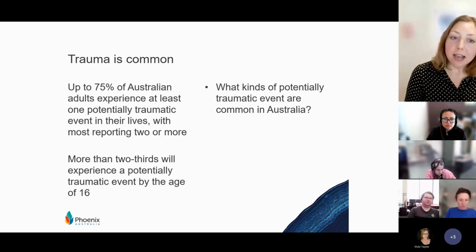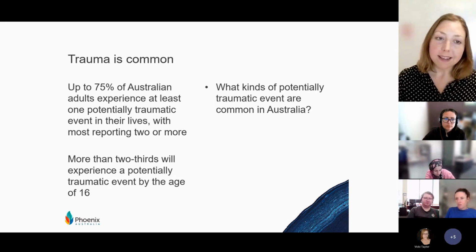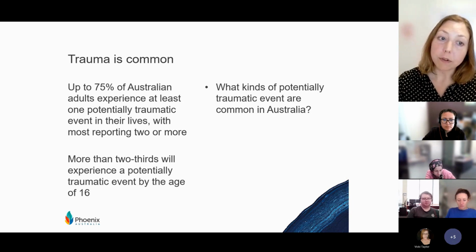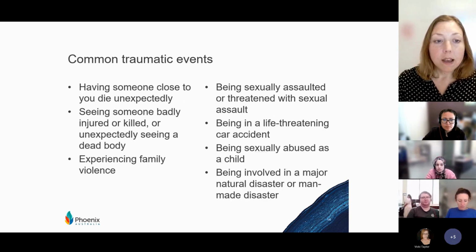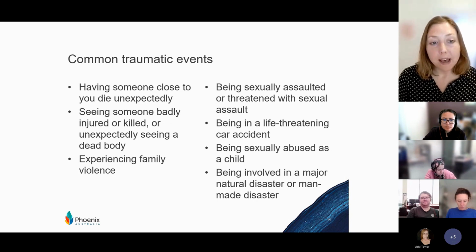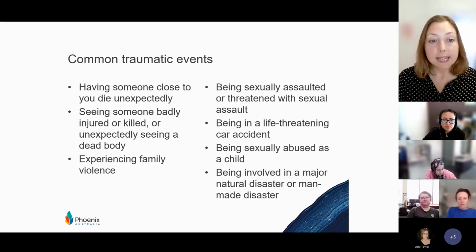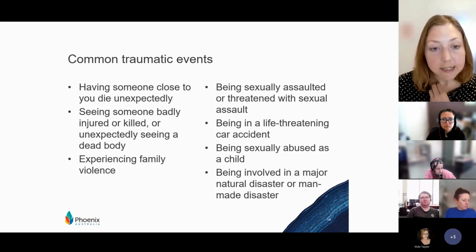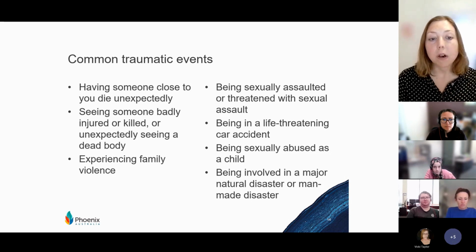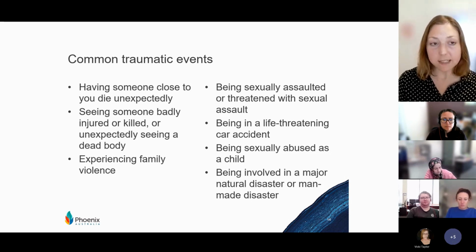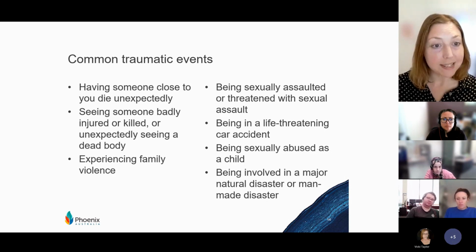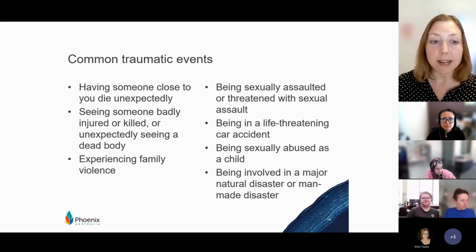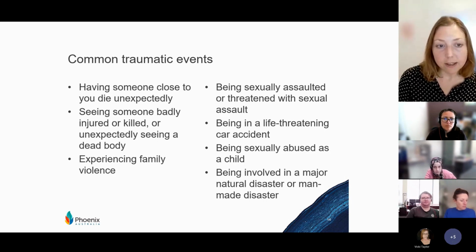When we're thinking about the specific kinds of potentially traumatic events that are common in Australia, that can again start to help us think about what might be common for our clients. So they might be about having someone close to you die unexpectedly, seeing someone badly injured or killed, or unexpectedly seeing a body, family violence, sexual assault or threatened sexual assault, being in a life-threatening car accident, being sexually abused as a child, being involved in a major natural disaster or a man-made disaster. And I guess that's becoming more commonplace in Australia as well. So these are some of the common traumatic events that can occur within Australians.